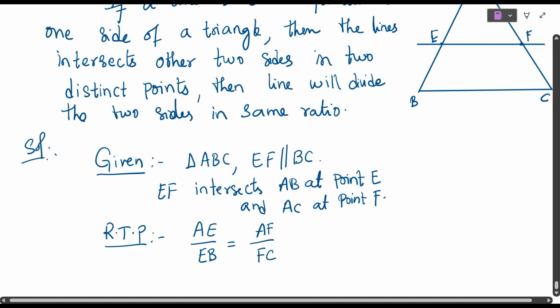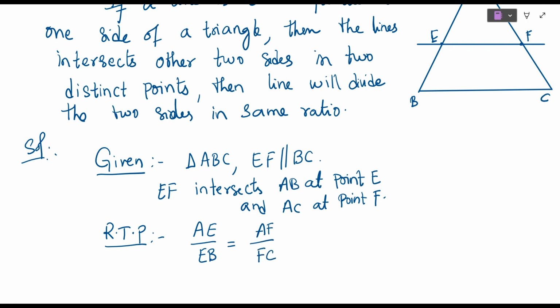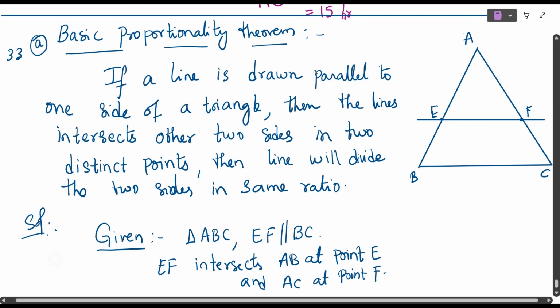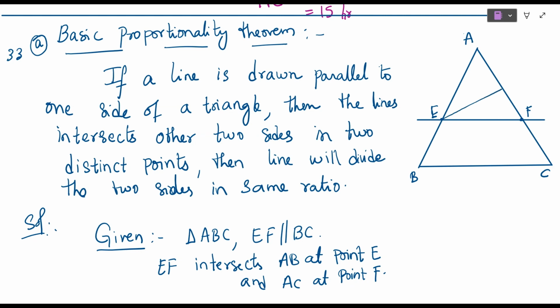Understood, students? So now what we have to do is an extra thing, that is construction. We have to draw perpendiculars from E towards AC. Understood? And also draw the perpendicular line from F. Let us mark these points as P, Q. Understood?